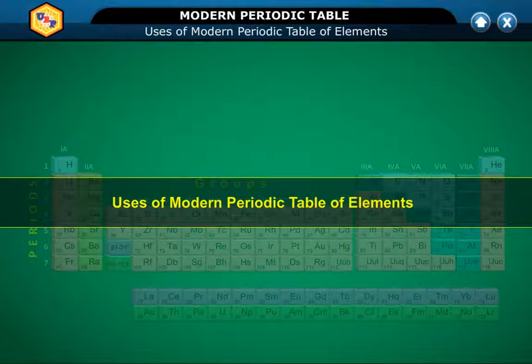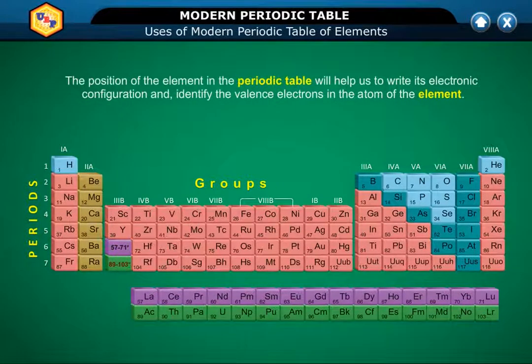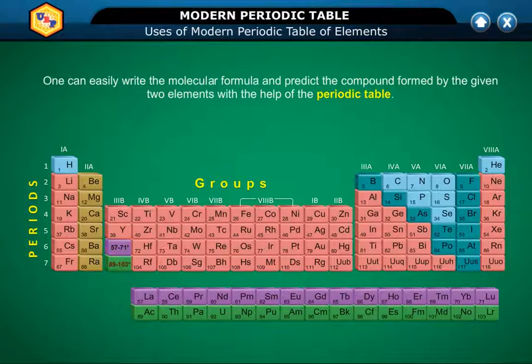Uses of modern periodic table of elements. Knowing the atomic number, it is easy to locate and predict the chemical properties of any element in the periodic table. The position of the element in the periodic table will help us to write its electronic configuration and identify the valence electrons in the atom of the element. It reveals the similarities, differences, and trends in chemical properties of the elements clearly. One can easily write the molecular formula and predict the compound formed by the given two elements with the help of the periodic table.